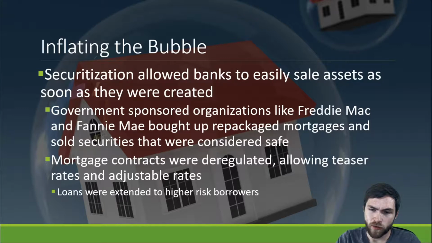Government-sponsored organizations like Freddie Mac and Fannie Mae bought up repackaged mortgages and sold securities, and these were considered very safe. And the ones by Fannie Mae and Freddie Mac were on more secure footing. But other institutions started selling these mortgage-backed securities with riskier and riskier loans bundled up with them. Mortgage contracts were deregulated. This allowed things like teaser rates and adjustable rates that were previously not allowed. And because this higher rate of return could be generated through adjustable rates, loans were extended to riskier and riskier borrowers because the expected payout was still seen as quite high. And if all else fails, banks could seize an asset that has appreciated in the meantime.